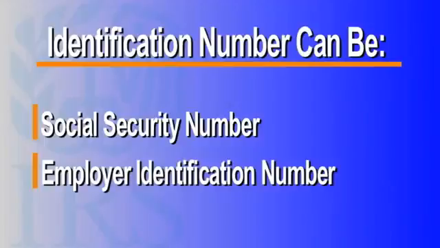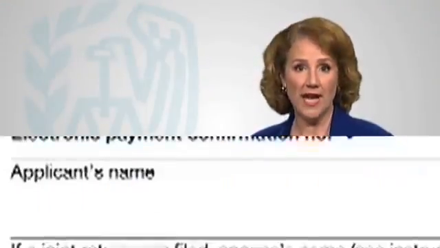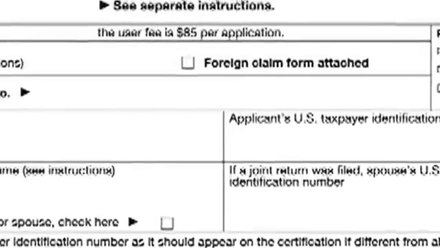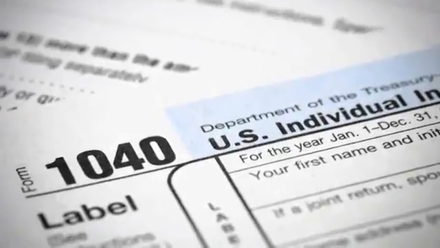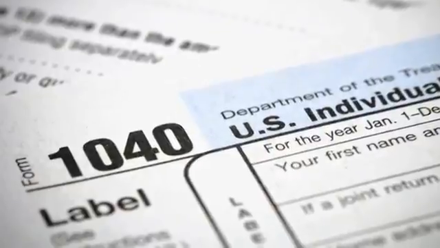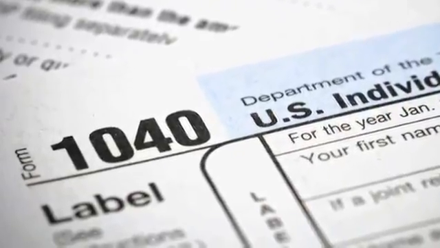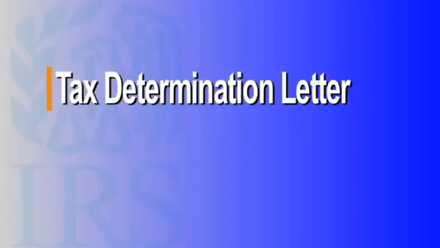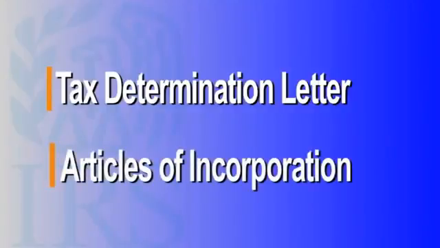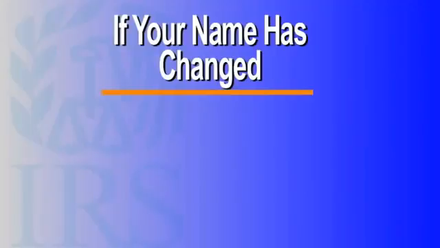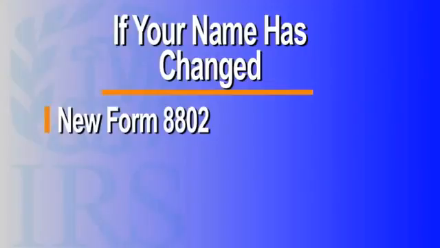To certify U.S. residency, the IRS must match the name and TIN on the residency application to the name and TIN previously verified on a U.S. tax return filed for the year certification is being requested. We can also do this through other documents you provide us, such as a tax determination letter, articles of incorporation, etc. If your name has changed since the most recent filing of the Form 8802 with the IRS, you should submit a new Form 8802 for each individual or entity using the new name.